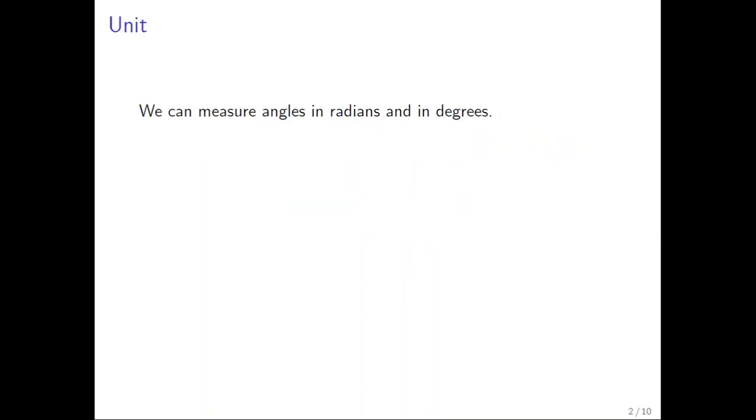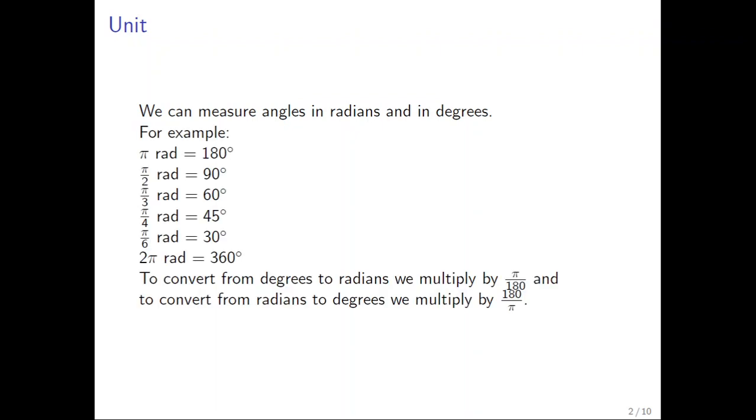Okay, let's start with the unit. We can measure angles in radians or in degrees. For example, pi radian is the same as 180 degrees. Pi half radian is the same as 90 degrees. This is the right angle. In general, to convert from degrees to radian, we multiply by pi over 180, and to convert from radians to degrees, we multiply by 180 over pi.